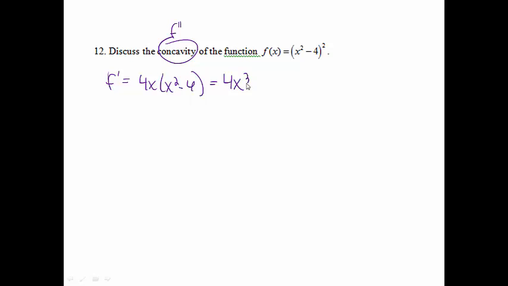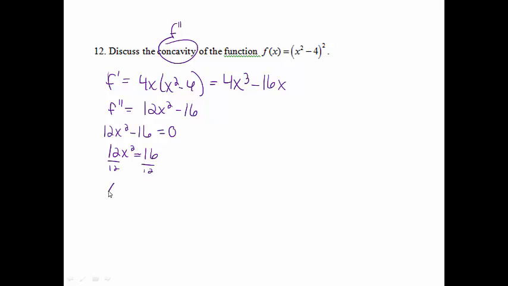So we're going to get 4x cubed minus 16x. All right, then from here we're going to take the second derivative, which will be 12x squared minus 16, and now we're going to set that derivative equal to 0 to find some critical numbers. So we got 12x squared equals 16. If I divide both sides by 12, that will reduce to 4/3. So I'm going to square root both parts.